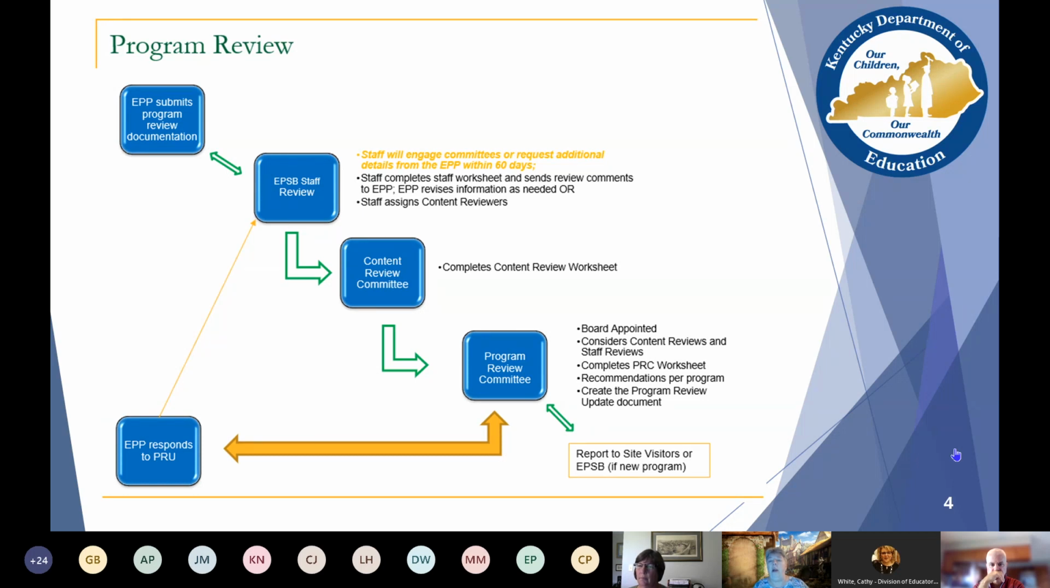As they review the programs, they consider the feedback provided by the content reviewers and the staff reviews, and they create a document called the Program Review Update, and it includes recommendations per program. This update then is shared with the EPP, and the EPP then gets to respond to the update in a sequence until all the concerns have been addressed.